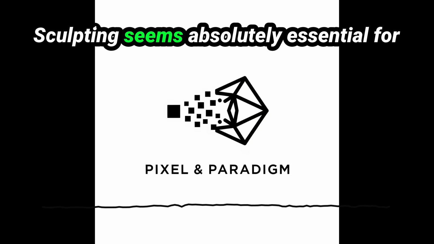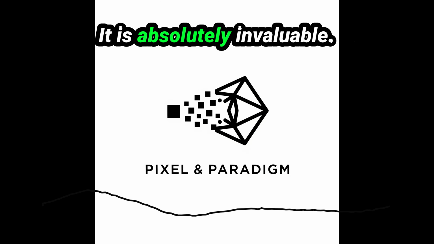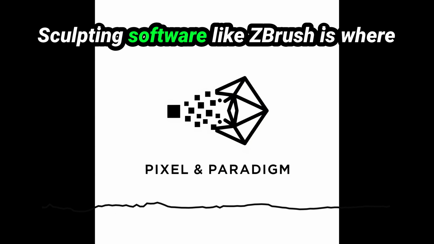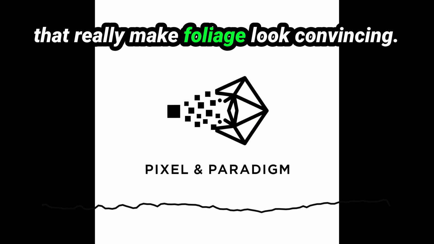And sculpting seems absolutely essential for getting those fine organic details right. It is absolutely invaluable, yeah. Sculpting software like ZBrush is where you'll add all those fine organic details that really make foliage look convincing.